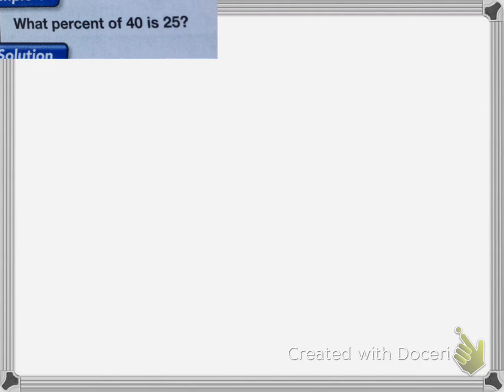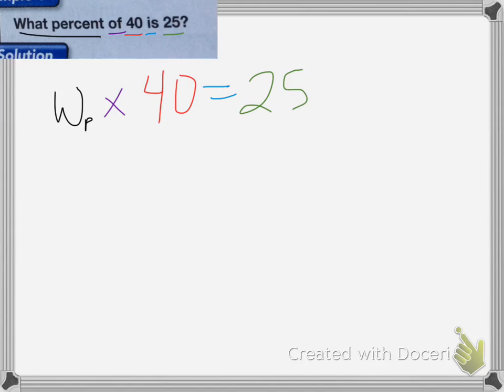So again, I need to change this question into an equation. If we do it step by step again, what percent is going to be my letter? "What percent of" means multiply, 40 stays the same, "is" is my equal sign, and then 25 stays the same. So I have what percent times 40 equals 25.